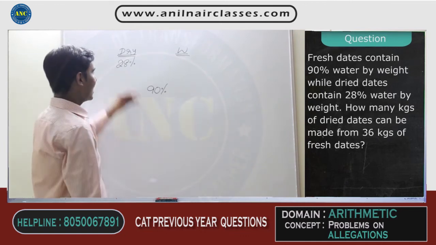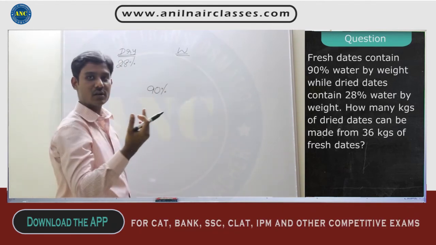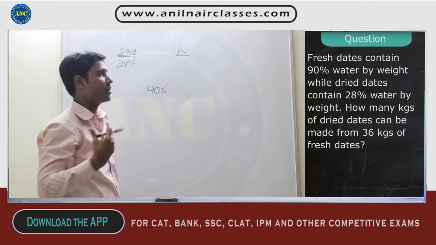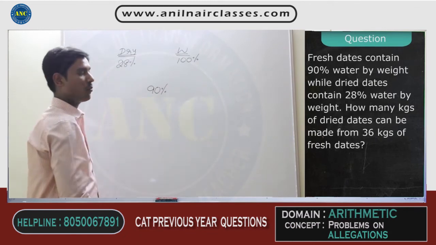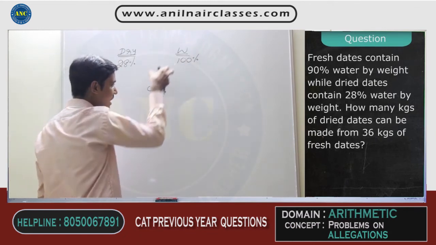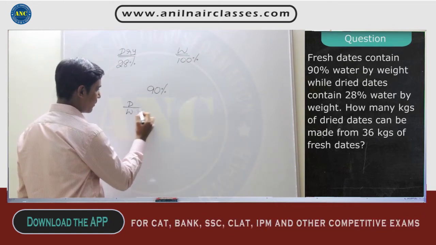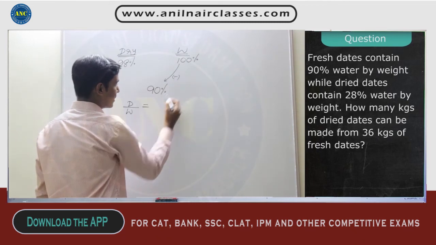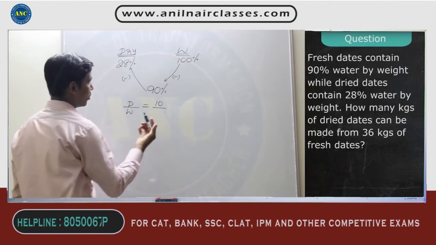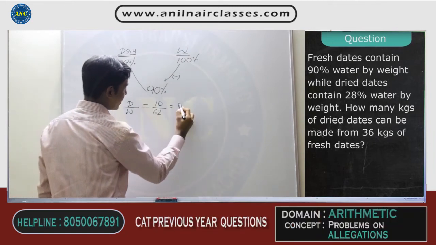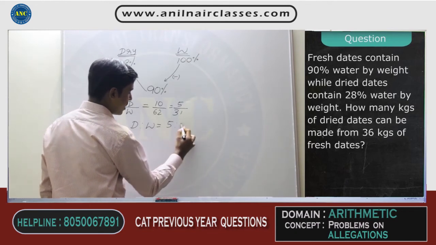Now think logically. Dry dates contain 28% of water. How much percent of water does water contain? Water is nothing but water itself. That means water will contain 100% of water, and fresh dates contain 90% of water. If I combine these two parameters, I will get the resultant as the fresh dates. Now you can allocate it. Dry dates divided by water is nothing but 100 minus 90, which is 10, divided by 90 minus 28. 90 minus 28 is how much? It is 62. So this is nothing but 5 divided by 31. That means dry dates is to water is nothing but 5 is to 31.